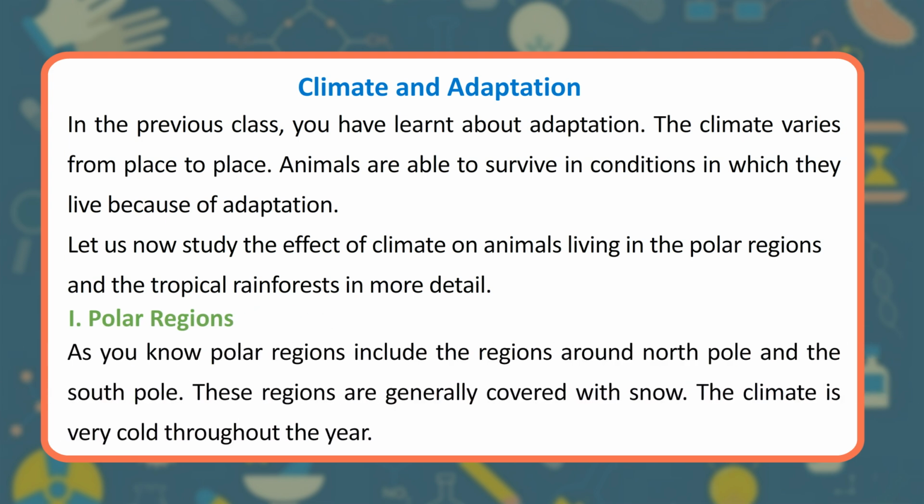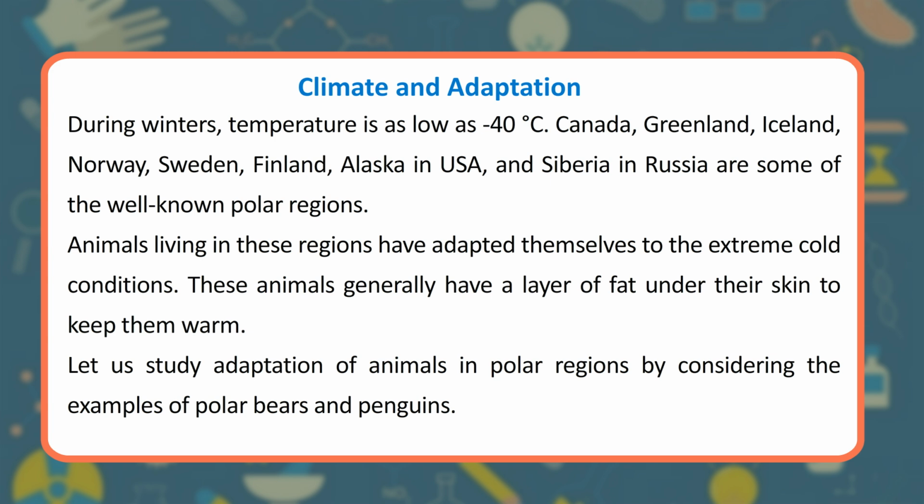As you know, polar regions include the regions around the North Pole and the South Pole. These regions are generally covered with snow. The climate is very cold throughout the year. During winters, temperature is as low as minus 40 degrees Celsius. Canada, Greenland, Iceland, Norway, Sweden, Finland, Alaska in USA, and Siberia in Russia are some of the well-known polar regions.